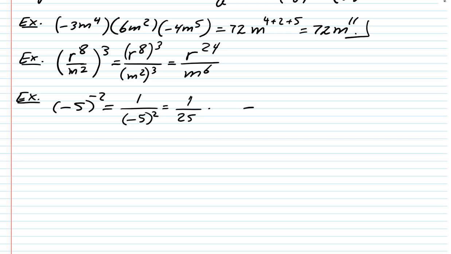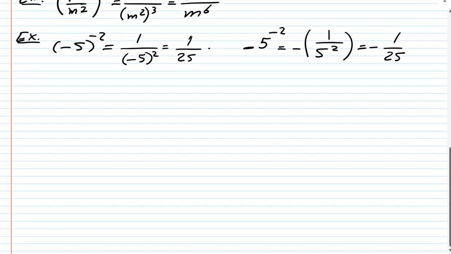Now, had this been negative 5 to negative 2 like that, that means 1 over 5 squared. You see that? If we mean for 5 to be really the number negative 5, we have to put it in parentheses. Otherwise, this is how everyone interprets that expression. So it's going to be negative 1 over 25. Notice we get a different result here if that's negative in front. So you've got to be mindful of the negatives in front of the number when we raise them to a power.